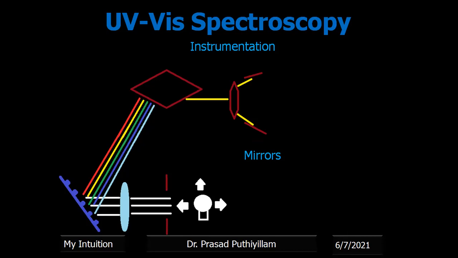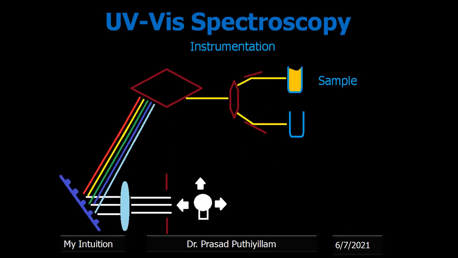The light is chopped into 2 different sets of the same light, and using mirrors, it is allowed to fall on the sample as well as on a reference. It is the same light intensity. We just chopped the same intensity of light here. It passes through the sample, as well as the same intensity of light passes through a reference.